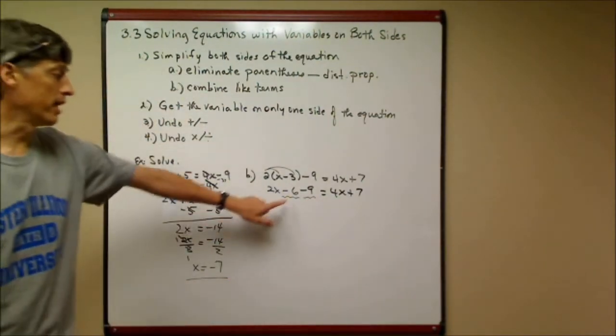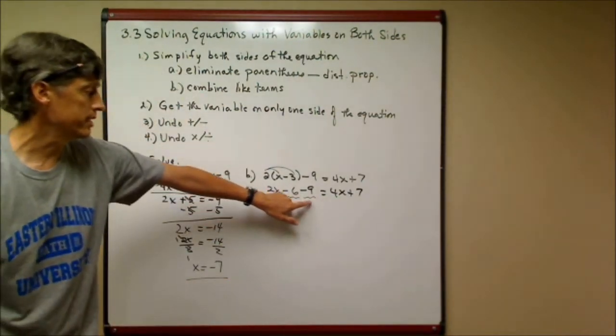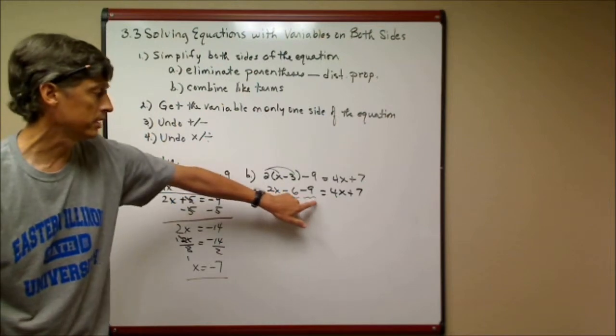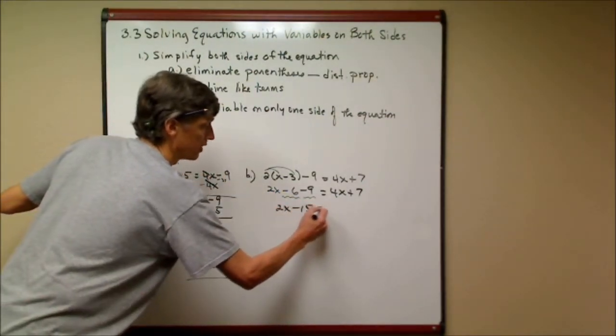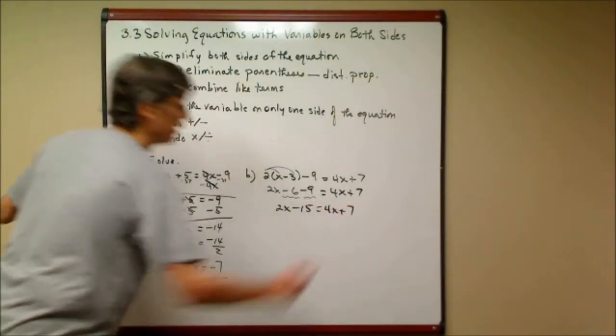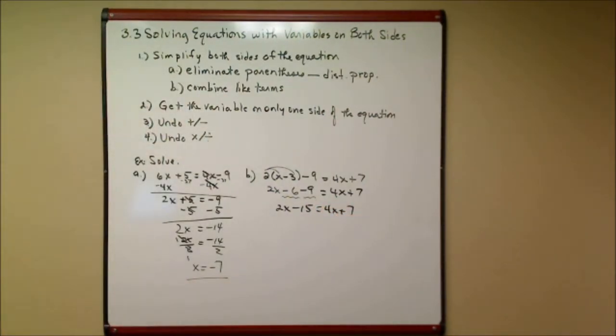Now these minus signs, think of them as negatives. Negative 6, negative 9, a negative 6 plus a negative 9 is a negative 15. So I'm going to write 2x minus 15 equals 4x plus 7. Now the problem looks a little bit like the first example that I did. I have the variable on both sides. There are no longer any parentheses or like terms.